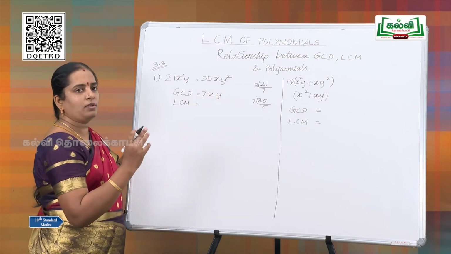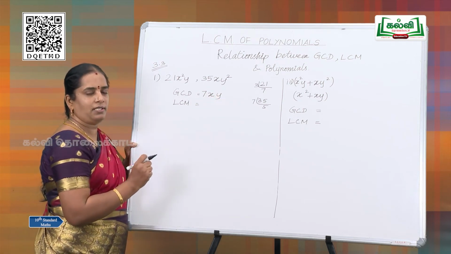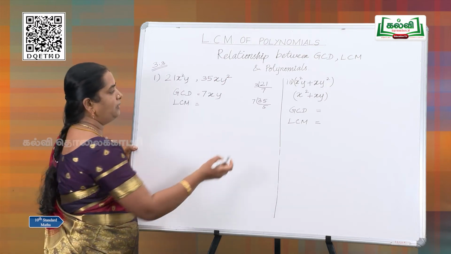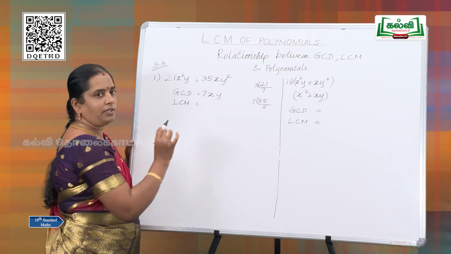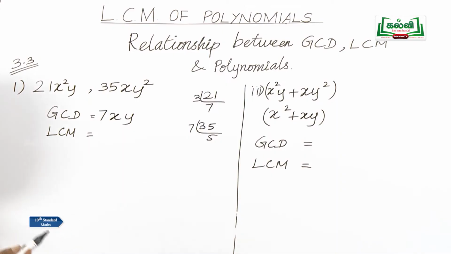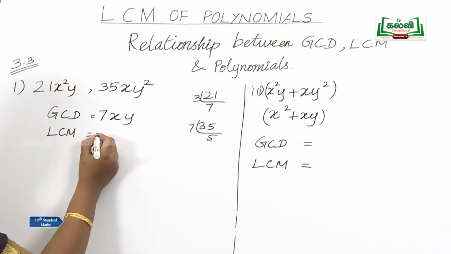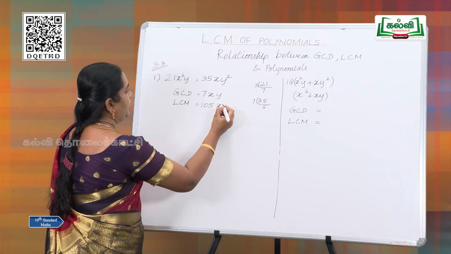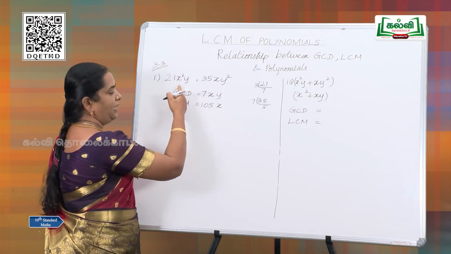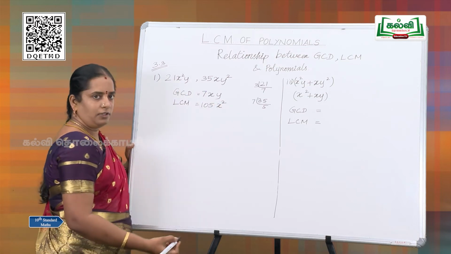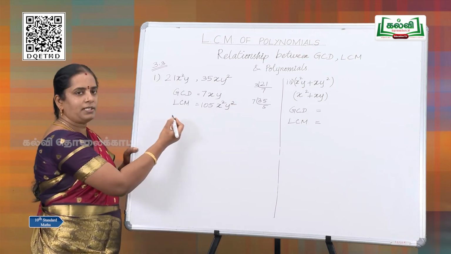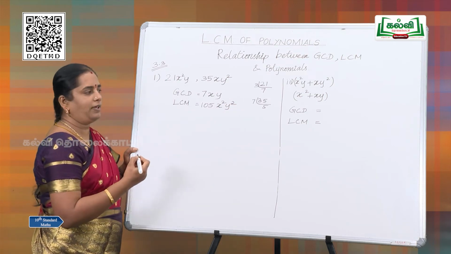So, least powers should be taken for the GCD and the highest powers are to be taken for the LCM. Keep that in mind. So, the LCM of the numbers 21 and 35 is, yes, 105, and the highest power of x is 2 and the highest power of y is 2. So, LCM and GCD are found. Now, we are going to verify the relationship.